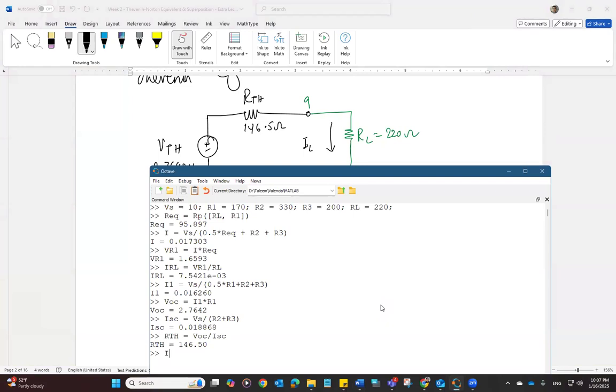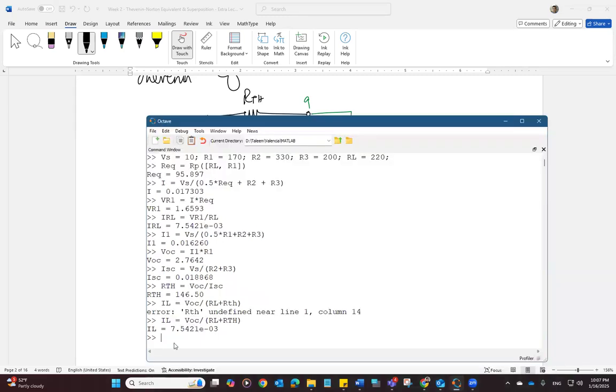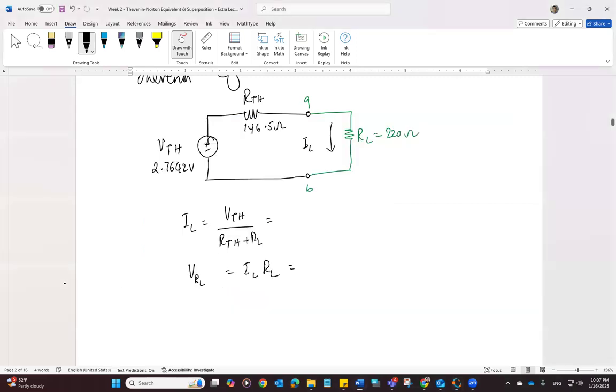So I load is equal to V Thevenin, which is V open circuit, divided by (RL plus R Thevenin). And the value is coming out to be 7.5421 milliampere, which is exactly the same as what we calculated from the original circuit, 7.5421 that you see here.